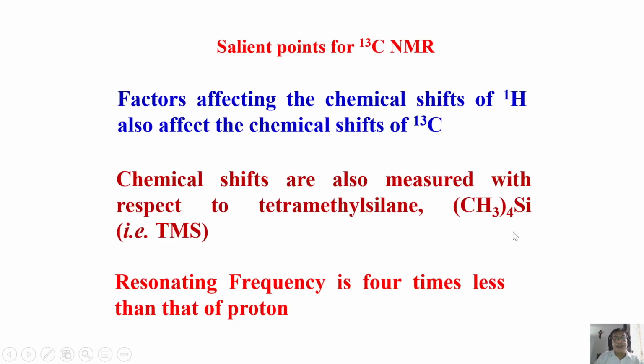Okay. And now salient points you should also remember when you are analyzing the carbon 13 spectrum. Remember, the factors which affect the chemical shift of proton also affect the chemical shift of carbon 13. Same. There is no difference. Similarly, if I say CH3 proton comes at high field, CH3 carbon comes at high field. If I say next comes CH2 proton, CH2 carbon also comes there. By and large, more or less, it follows the trend. So the factors that affect the chemical shift of protons also affect the chemical shift of carbon 13.